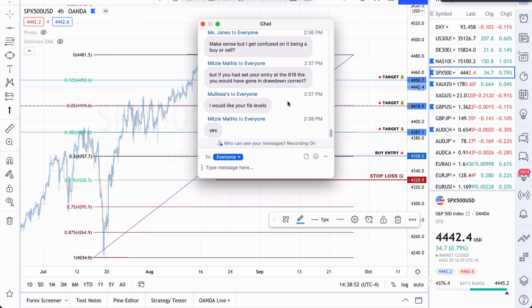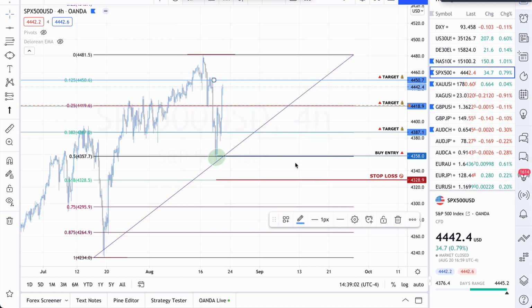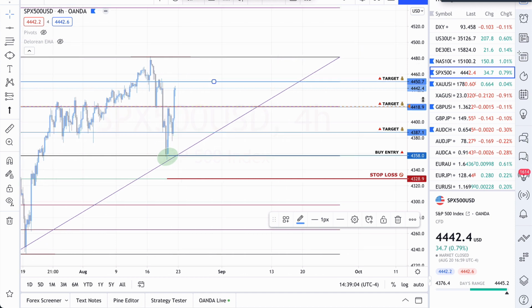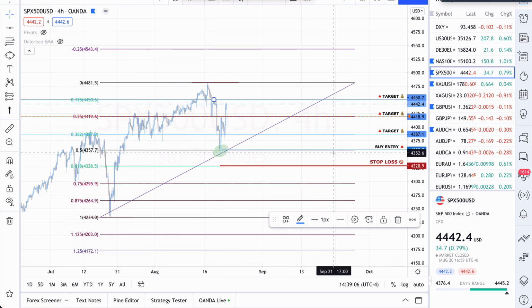And if I had a buy limit on the 618, it would have never triggered. So that's also the difference. But that's how I use the fibs. It's not rocket science, and once you understand it, it starts to make sense.